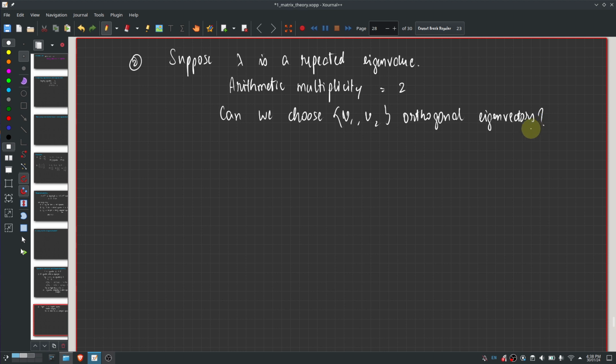You can't? Are you sure? How many say that you can't choose these eigenvectors to be orthogonal to each other? How many say it is possible to choose orthogonal eigenvectors? If you think it is possible, why is it possible? Or if you think it's not possible, can you give me an instance where it is not possible?